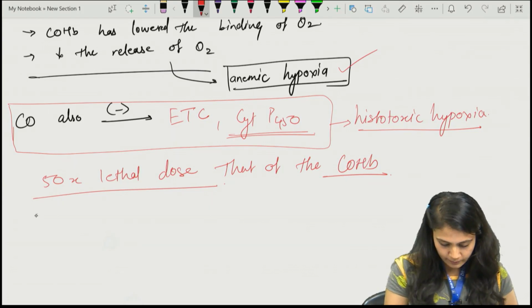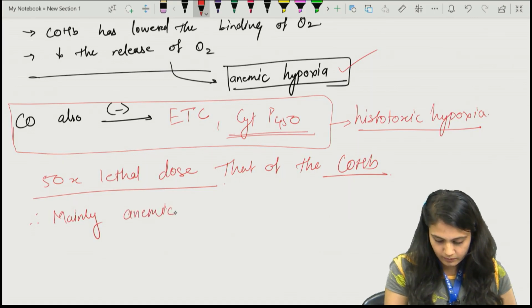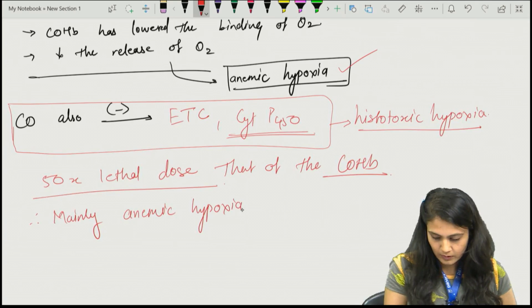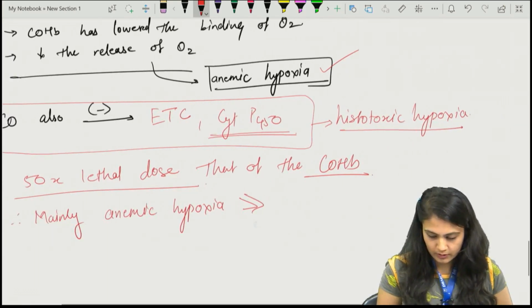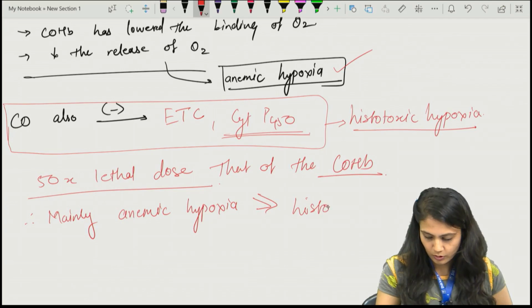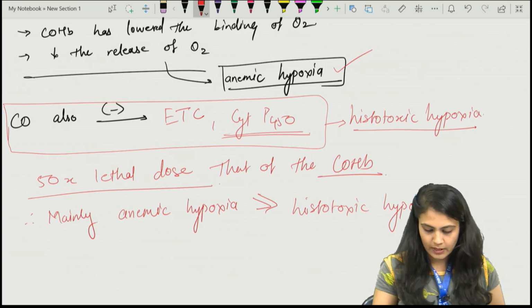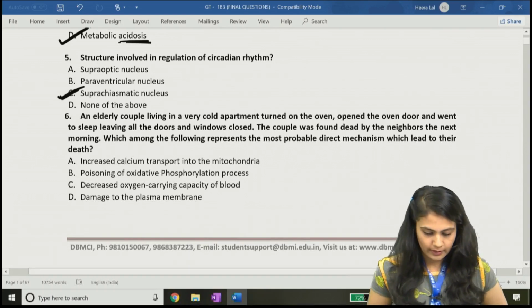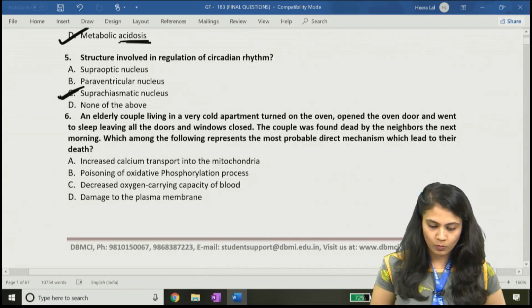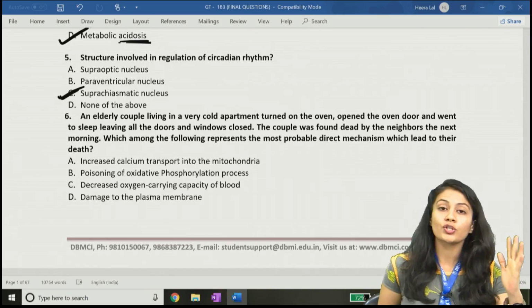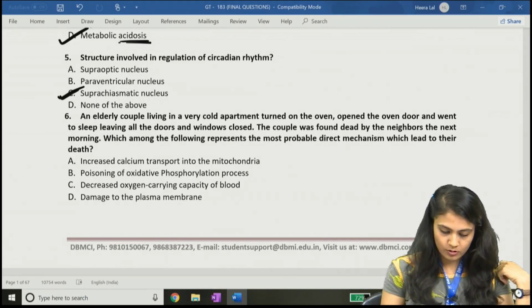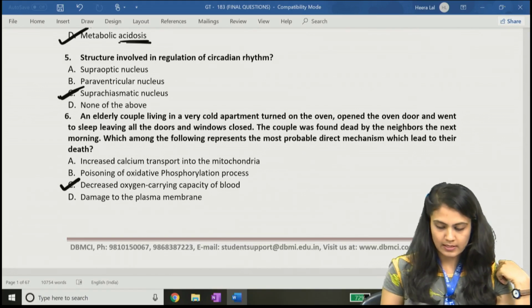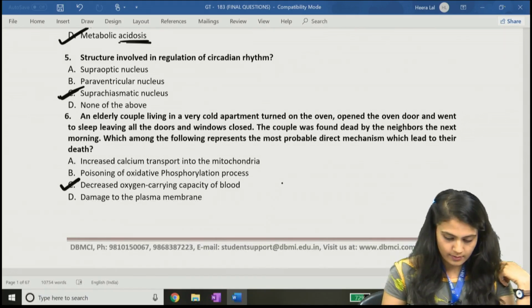So it is mainly the anemic hypoxia rather than the histotoxic hypoxia. They ask about the main cause, so we can write it as decreased oxygen carrying capacity of blood. So option C is the answer to our question number 6.